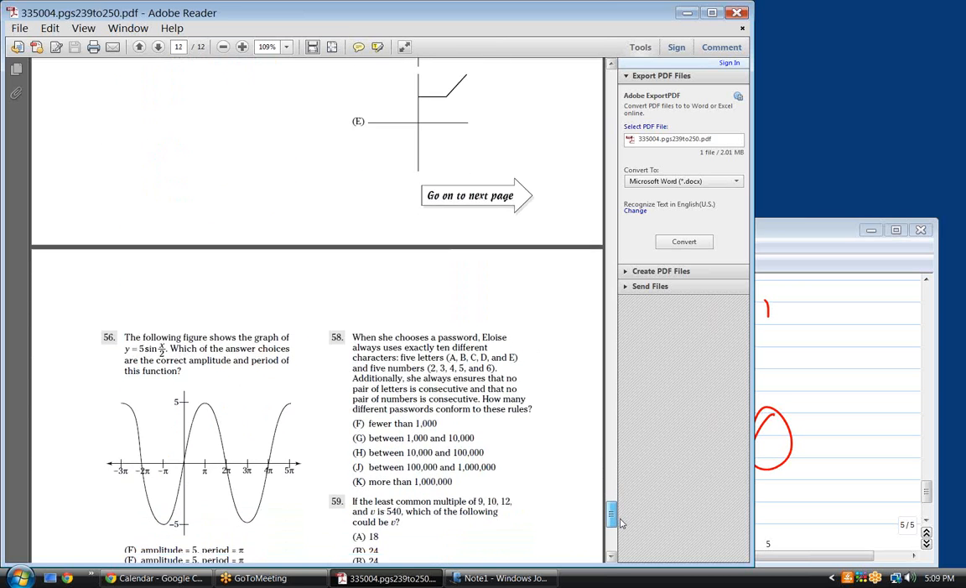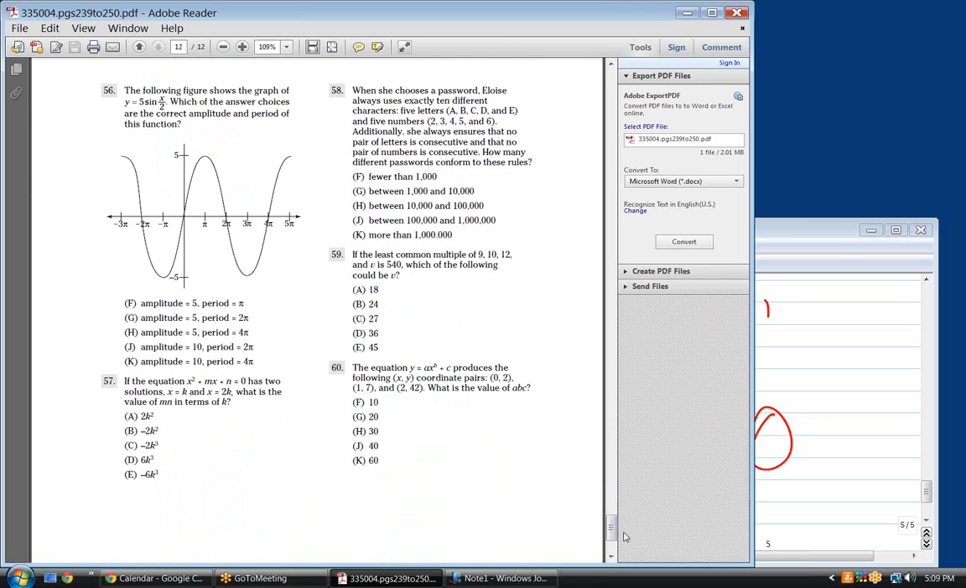Ooh, trig function. All right, just in time. Yeah, I think I can figure this one out. I think you can too. All right, let me try. The following figure is y equals 5 sine x over 2. Which of the following answers are correct, amplitude and period? So the period's what? 4 pi. Good. And then the amplitude's 5, so it'd be 8. Yeah, there we go. Very good.